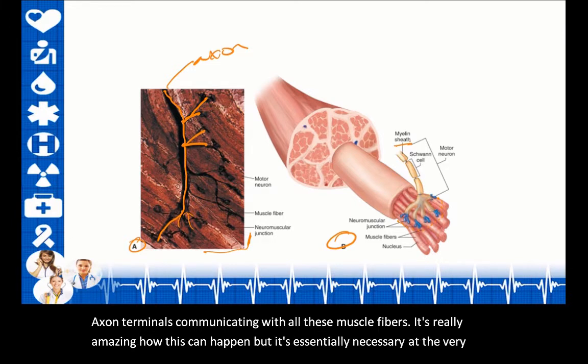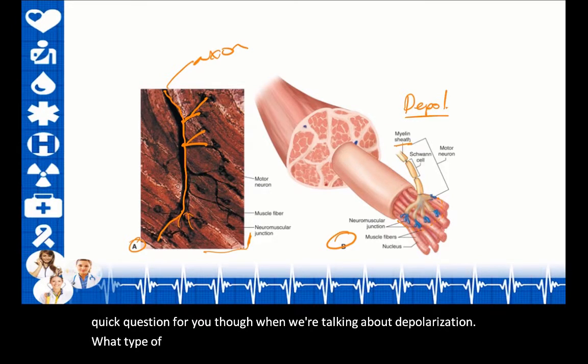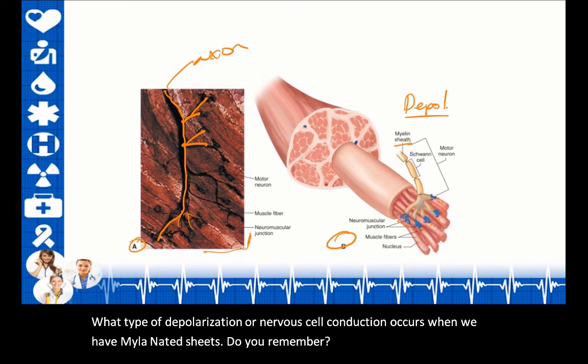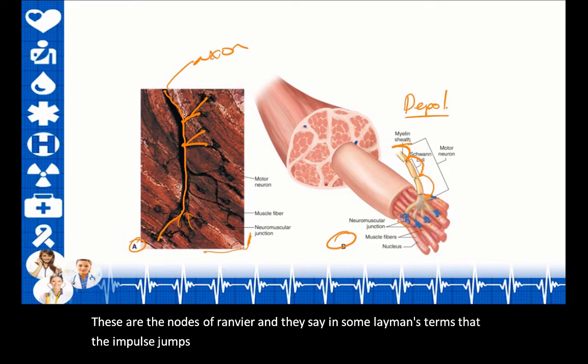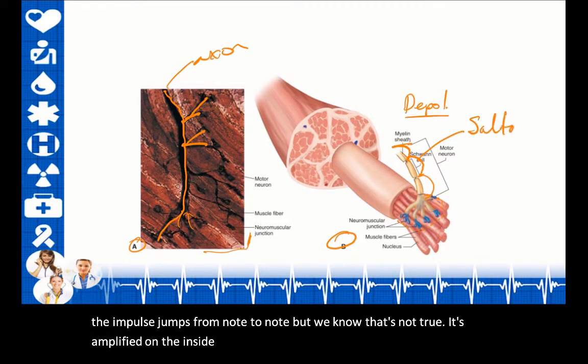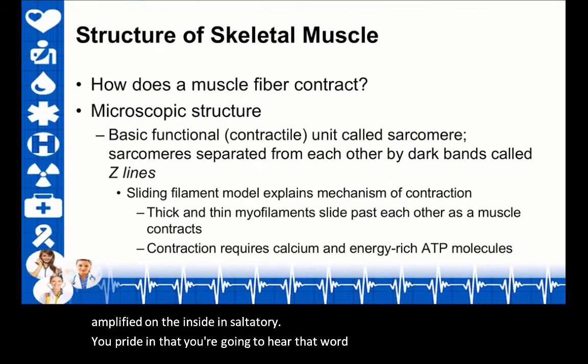Quick question for you, though. When we're talking about depolarization, what type of depolarization or nervous cell conduction occurs when we have myelinated sheaths? Do you remember? These are the nodes of Ranvier, and they say in some layman's terms that the impulse jumps from node to node. But we know that's not true. It's amplified on the inside in saltatory conduction. You probably didn't think you were going to hear that word again. All right, let's keep going.